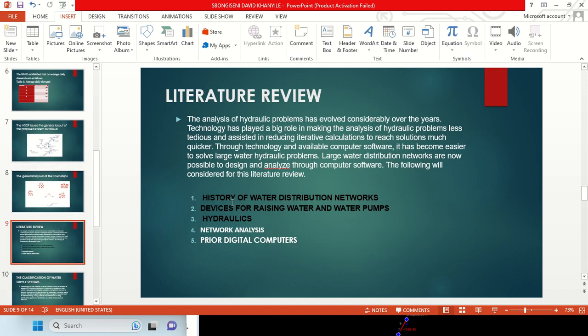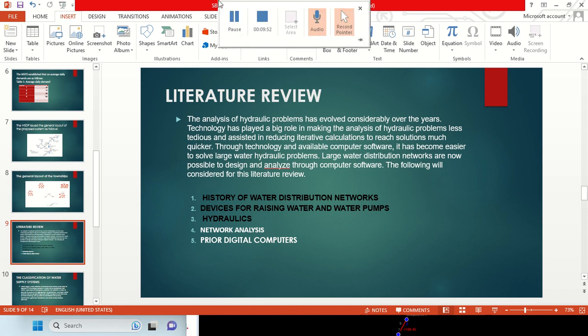Now we're going to look at the literature review. The analysis of hydraulic problems has evolved considerably over the years. Technology has played a big role in making the analysis of these problems less tedious and in reducing calculation time to reach a solution much quicker. Through technology and the availability of computer software, it has become easier to solve large hydraulic problems. Large water distribution systems are now possible to design and analyze through computer systems.